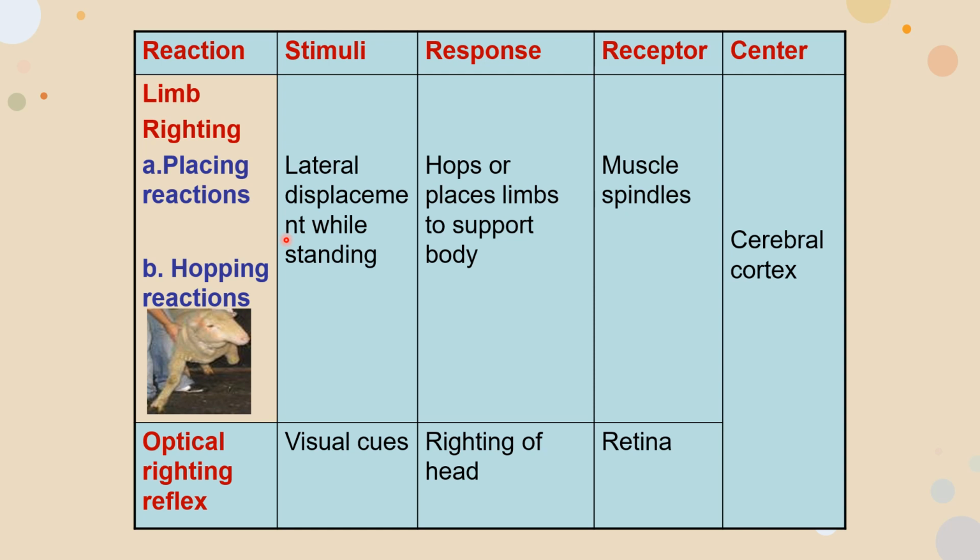And limb righting reflexes and optical righting reflexes. In limb righting reflex we have the placing reaction and hopping reaction. The stimulus is lateral displacement while standing, and the response is that the animal hops or places its limbs to support the body, and the receptors are muscle spindles. Optical righting reflexes have visual cues as the stimulus, the response is righting of the head, and the receptor is the retina, that is rods and cones. For these two the center is in the cerebral cortex.